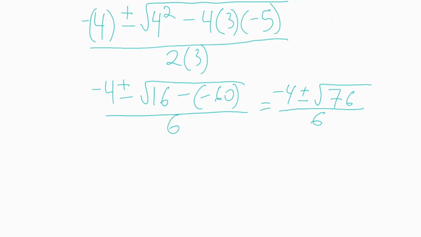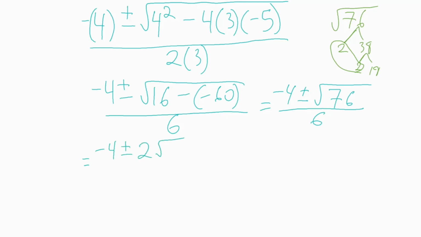Well, let's check. So let's bring it up here. Figure out if there are any pairs that can come out. Well, 76 is 2 times 38. 38 can simplify to 2 times 19. So we do have a pair, and that's a pair of 2's. So that square root of 76 will reduce, and that will give us negative 4 plus or minus 2 root 19, over 6.